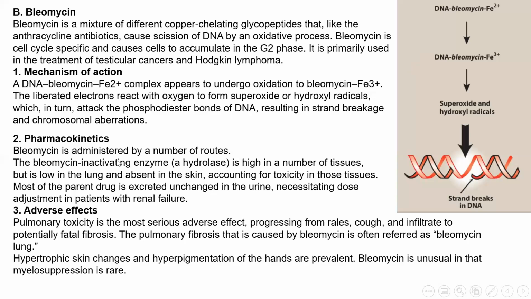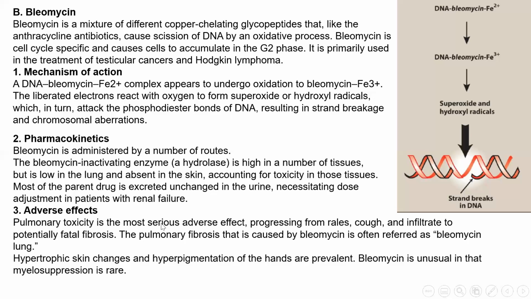Pharmacokinetics. Bleomycin is administered by a number of routes. The bleomycin-inactivating enzyme, hydrolase, is high in a number of tissues, but it is very low or sometimes absent in the lung and the skin. This is the major reason for the toxic effects of this drug in these two organs. Most of the parent drug is excreted unchanged in the urine, and dose adjustment is necessary if the patients have renal failure.